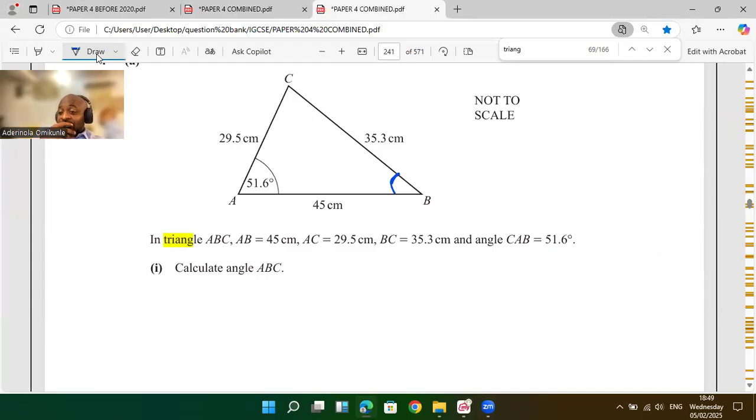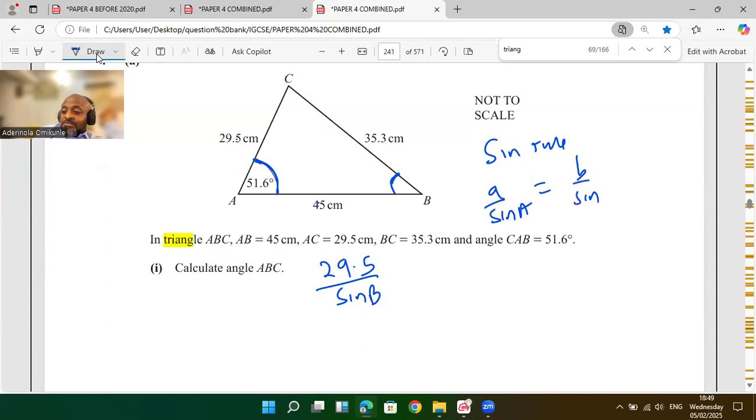You can use either of them actually, but we are going to use sine rule. Why are we using sine rule? Because we have an angle given. So we have two sides and an angle given. So we can just say 29.5 over sine B. Don't forget the formula is A over sine A is equal to B over sine B. Again, the lettering does not matter. What matters is if you take a side, you must take the angle facing the side. We'll now say is equal to 35.3 divided by sine 51.6.